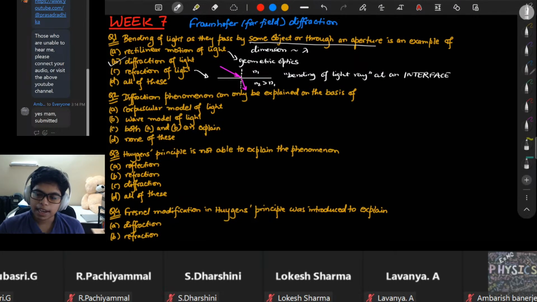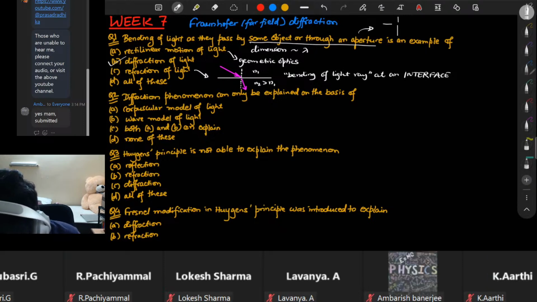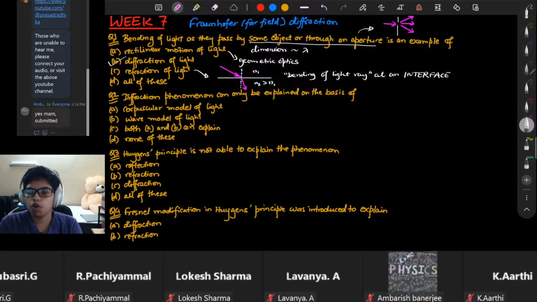Whenever you have two different media of different refractive indices with a common interface, that's where you will see refraction of light. Whereas diffraction, you would observe as bending of light through an aperture, meaning you have some aperture, some slit over here, and light is incident on it. Then you will see that light bends or spreads out of this aperture. So this is the phenomenon of diffraction.